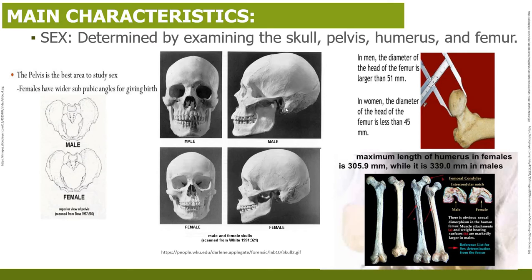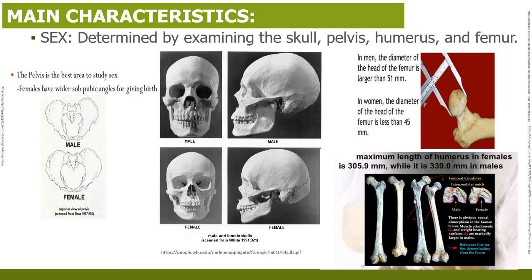If you look at what we were calling the bun, it's a lot different in a male than in a female. Also, the brow region on a female is almost non-existent, but in males you can see a brow region, and the cheekbone is much more pronounced. In men, the head of the femur is usually larger than 51 millimeters. In women, it's 45 millimeters or less. So that's a big tell right there.